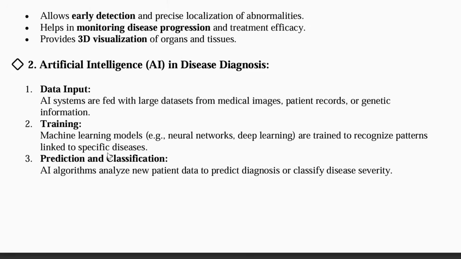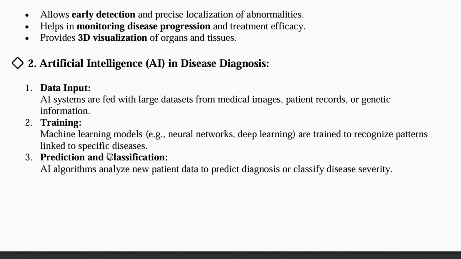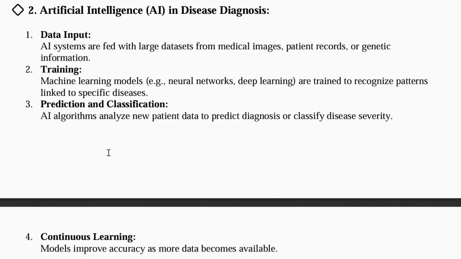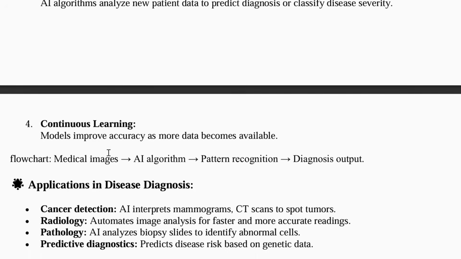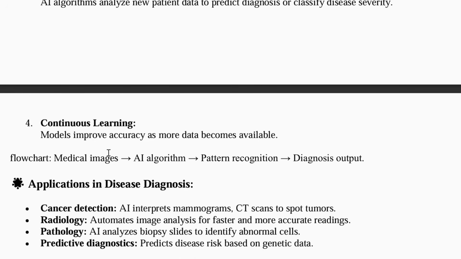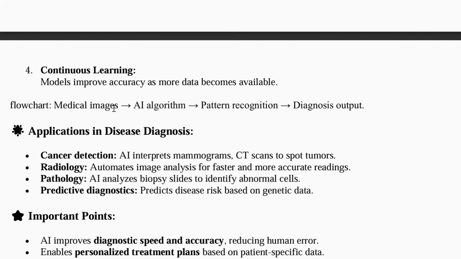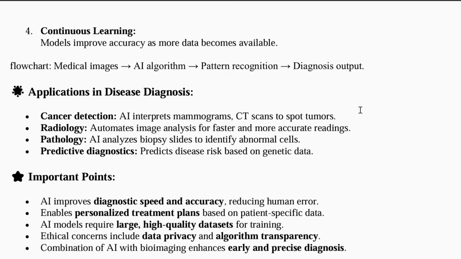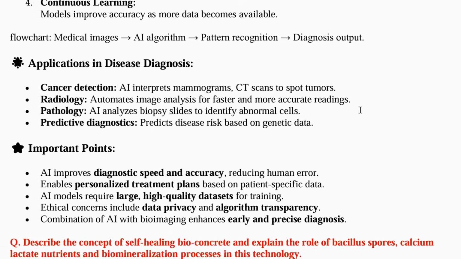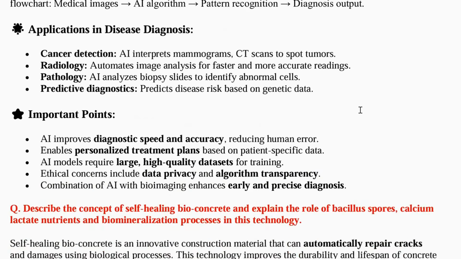Next comes AI in diagnosis. AI takes data as input, fed from a large database or the patient's records. Training: we train the models to recognize the patterns linked with a specific disease. Then prediction and classification: AI predicts the diagnosis and classifies the disease. This improves accuracy as more data becomes available. You can write that medical images are sent through an AI algorithm, pattern recognition, and diagnosis is the output. Applications: cancer detection, radiology, pathology, and predictive diagnostics.